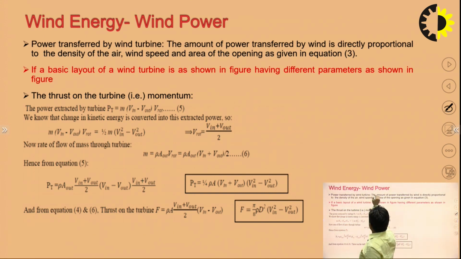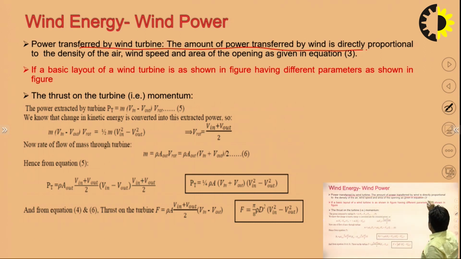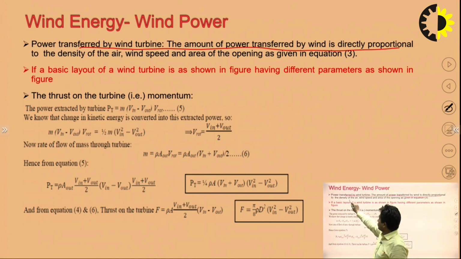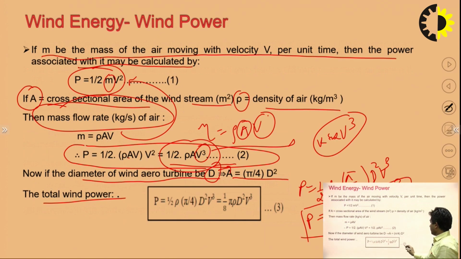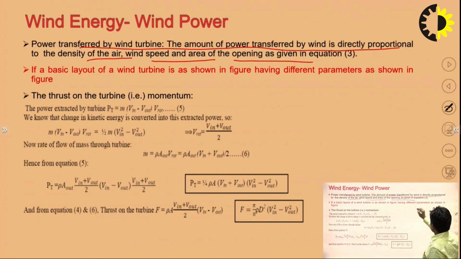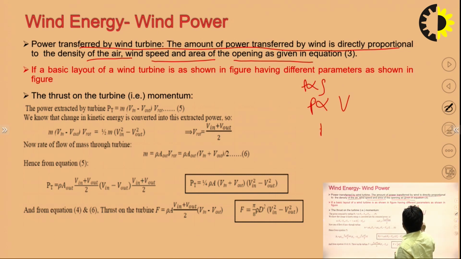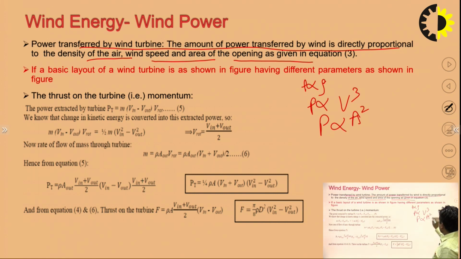So again we can find out different cases. The power transfer by wind turbines: the amount of power transferred by wind is directly proportional to the density of air, wind speed, and the area of the opening, as given in equation 3. This you have already done, rho, d and v. P is directly proportional to rho, v and area. This is rho, this is v cubed, this is area, a square.